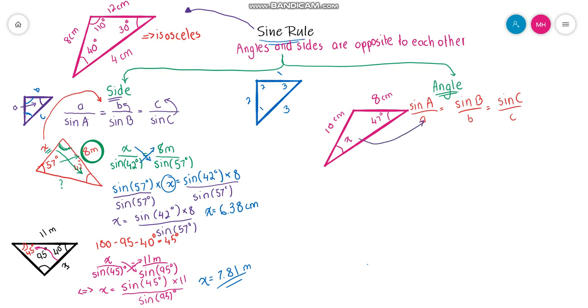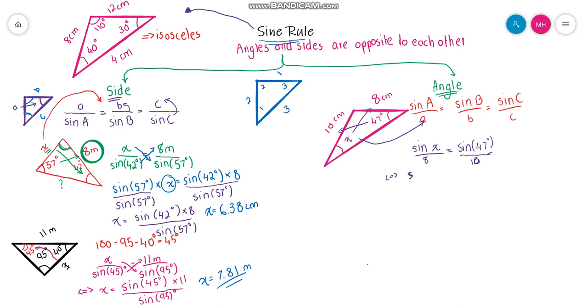So we're going to put it as sine of x over A, which is the side opposite to it, which is 8, is equal to the sine of angle B, which we know is 47 degrees, over the measure of the side that is opposite to it, which is 10.